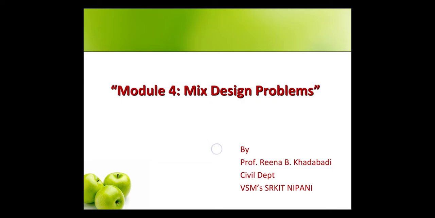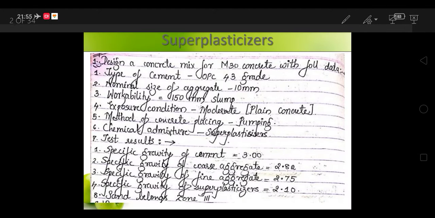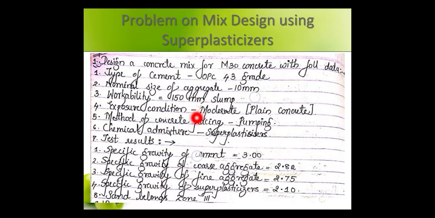Here there are two types of problems. One is using superplasticizer and one is without using superplasticizer. First we will be going for the use of superplasticizer in the concrete mix.